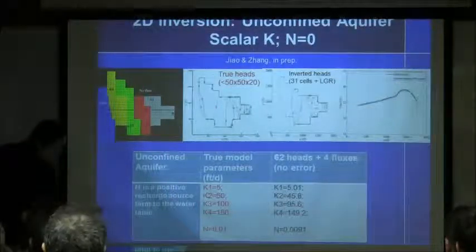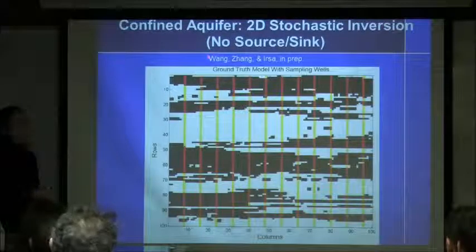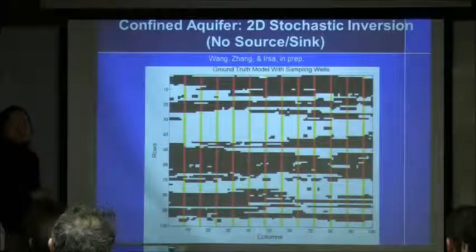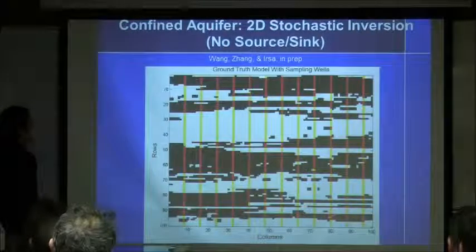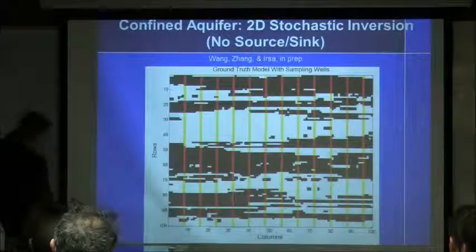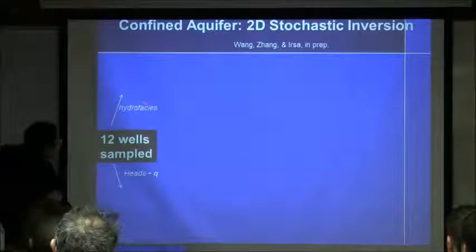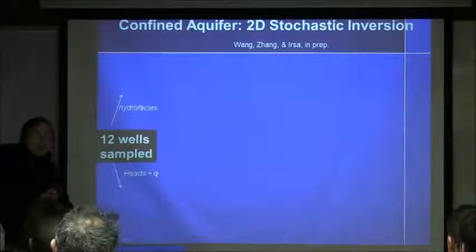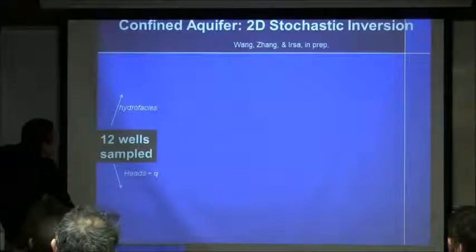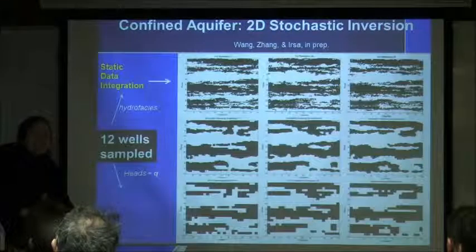This is our stochastic study, that's for my student Dongdong, where we don't know the zonation pattern. So if we have a true model, then we have 12 vertical wells. This is a confined aquifer, no source sink. From the wells, what do we get? We can get static data showing the rock types, high K, low K, from which we can do static data integration using geostatistics.